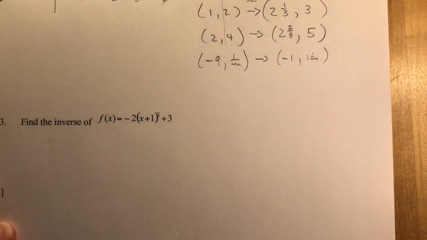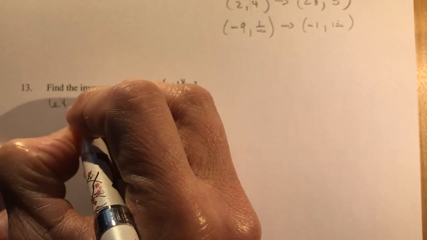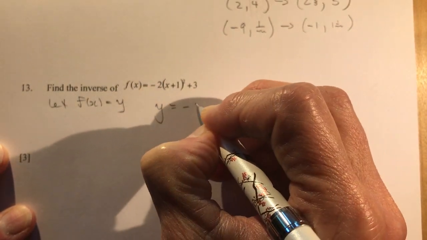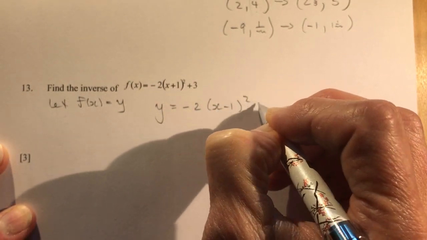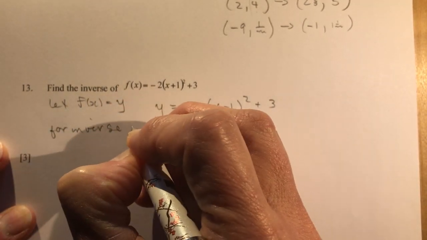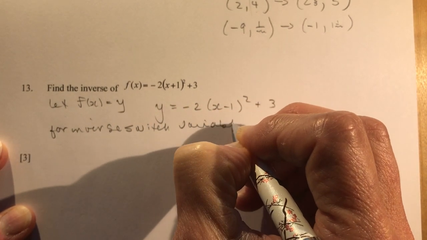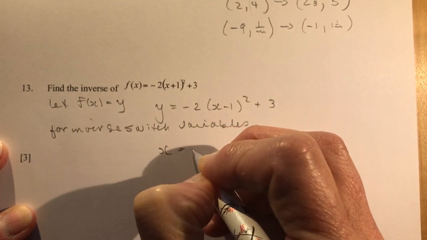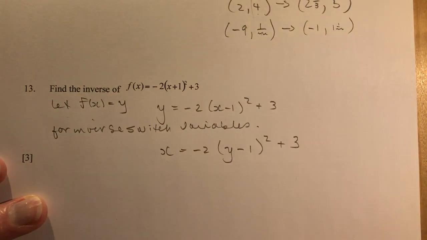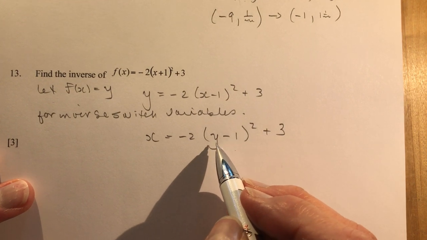Okay, so this question here, find the inverse of this. Remember to find the inverse, so let f of x equal y, and then we change the values. We'll let x be y and y be x. Okay, so I'm going to write for inverse, switch variables. You should write that in your notes while you're doing it, so the teacher knows why you did what you did. Okay, and now I have to solve for y, which is going to be my inverse.